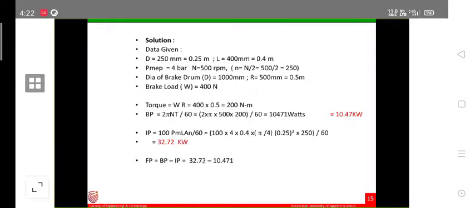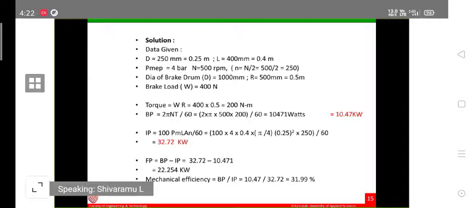That means initially you need to write the value of indicated power and then brake power. Whenever they are substituting, it is correct, but whenever they are writing the formula, they have done wrong. So frictional power is equal to indicated power minus brake power. So you will get approximately 22.254 kilowatt.